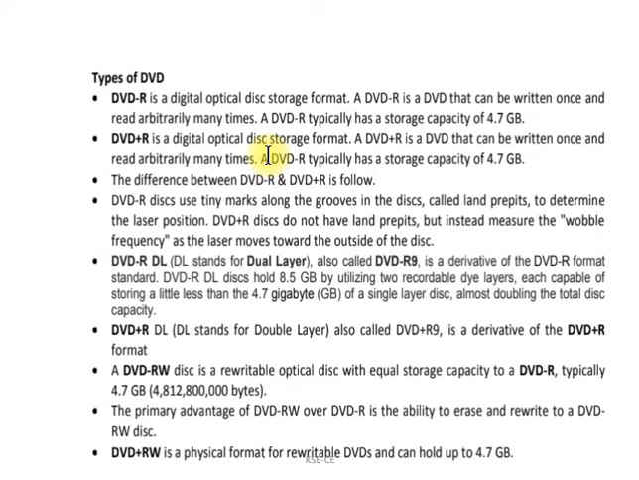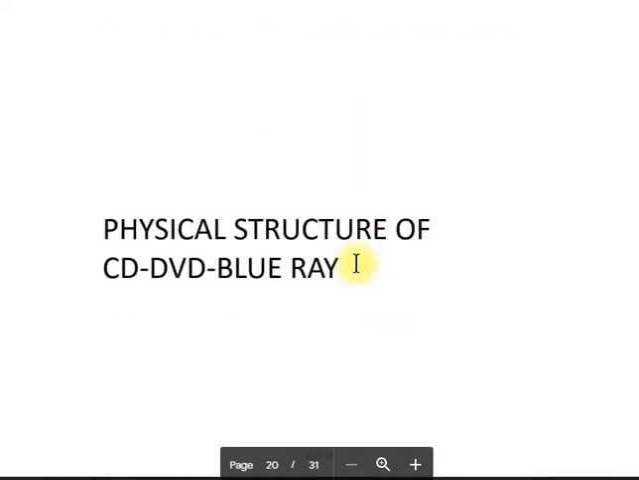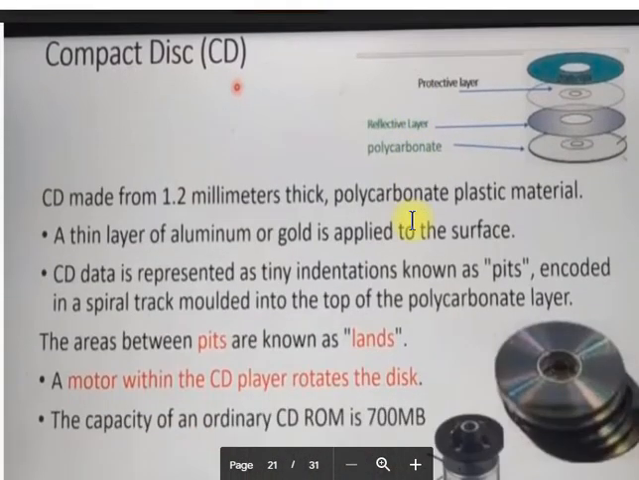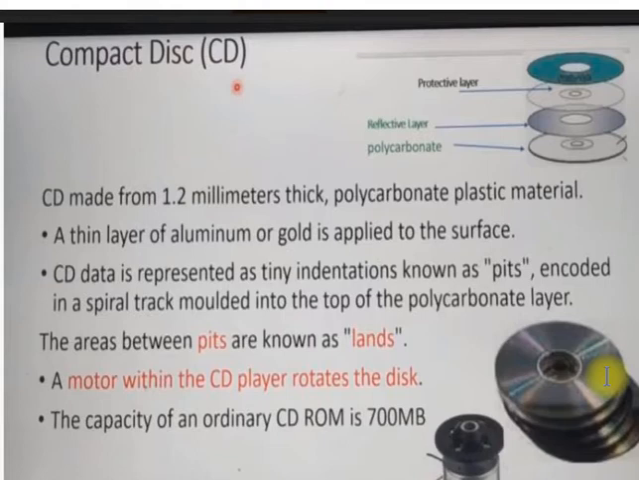Now what is a pit and what is a land? We will discuss its structure. So it is the physical structure of CD, DVD and Blu-ray disc. First of all, we move on to the structure of CD. Okay, so we all know how a CD looks. It is the physical design of a CD. You can easily see the design of a CD, and it is easily available in the market.